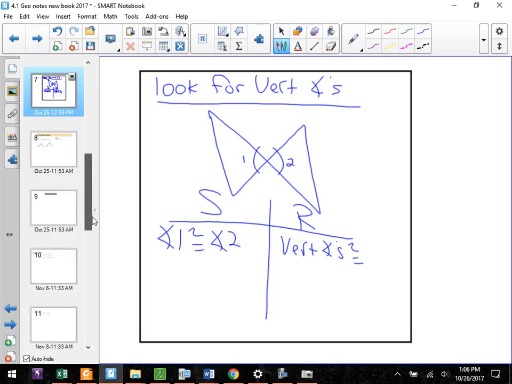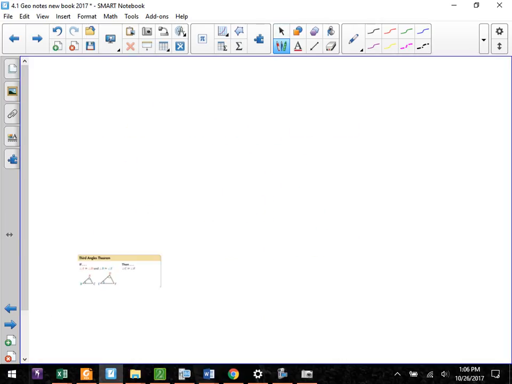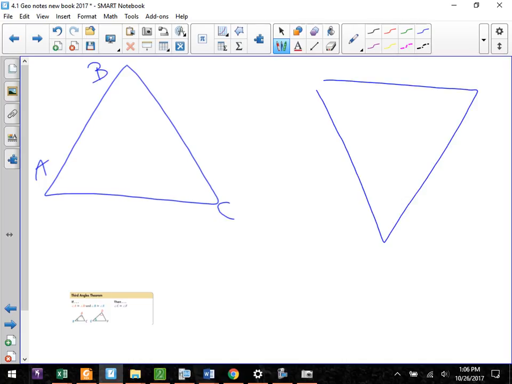Let's see. Do we have all the numbers? Not really. Just like we were saying a second ago, if we have triangle ABC and triangle XYZ, that's 60, that's 50, that's 50, and that's 60.